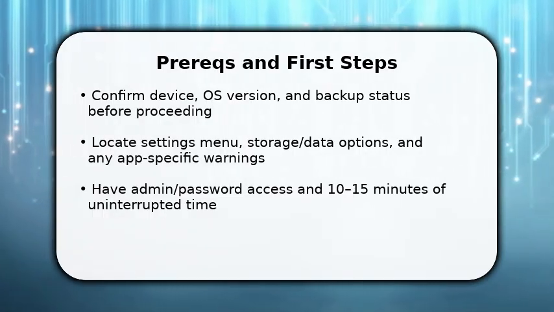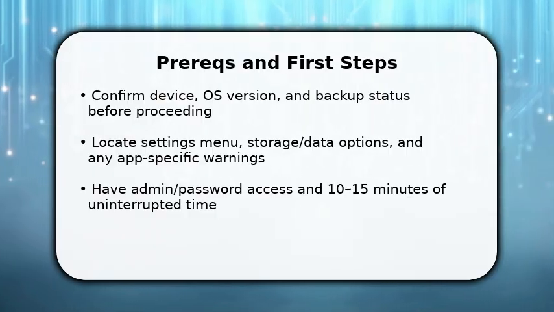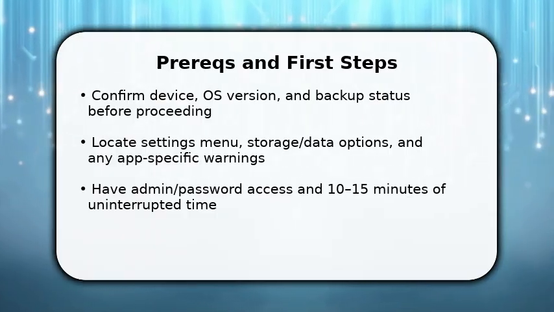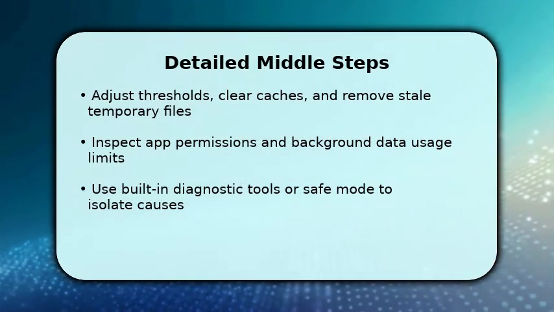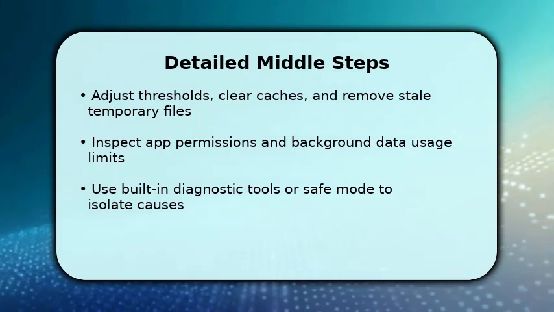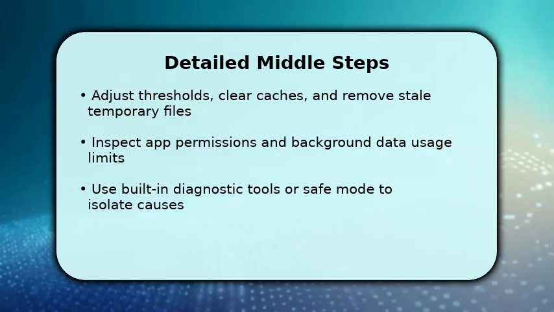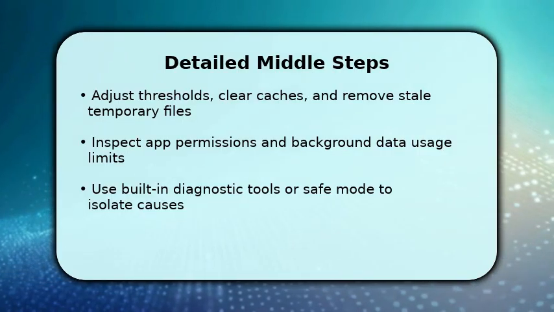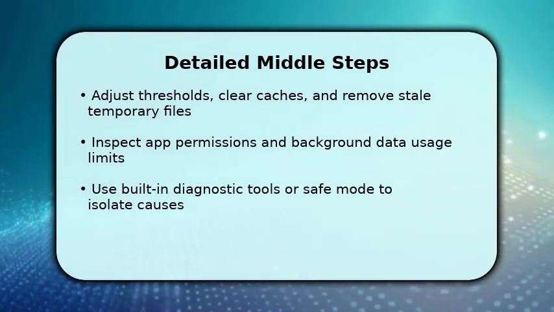Now proceed to the specific data warning control area, because the next steps change thresholds and clear queued alerts. You'll now modify the settings that trigger warnings, lower or raise storage/usage thresholds, and clear caches to free space. Once done, review app permissions and background data limits. Apps often trigger repeated warnings when blocked. Make sure to delete obsolete temp files and restart the service or app to apply changes.